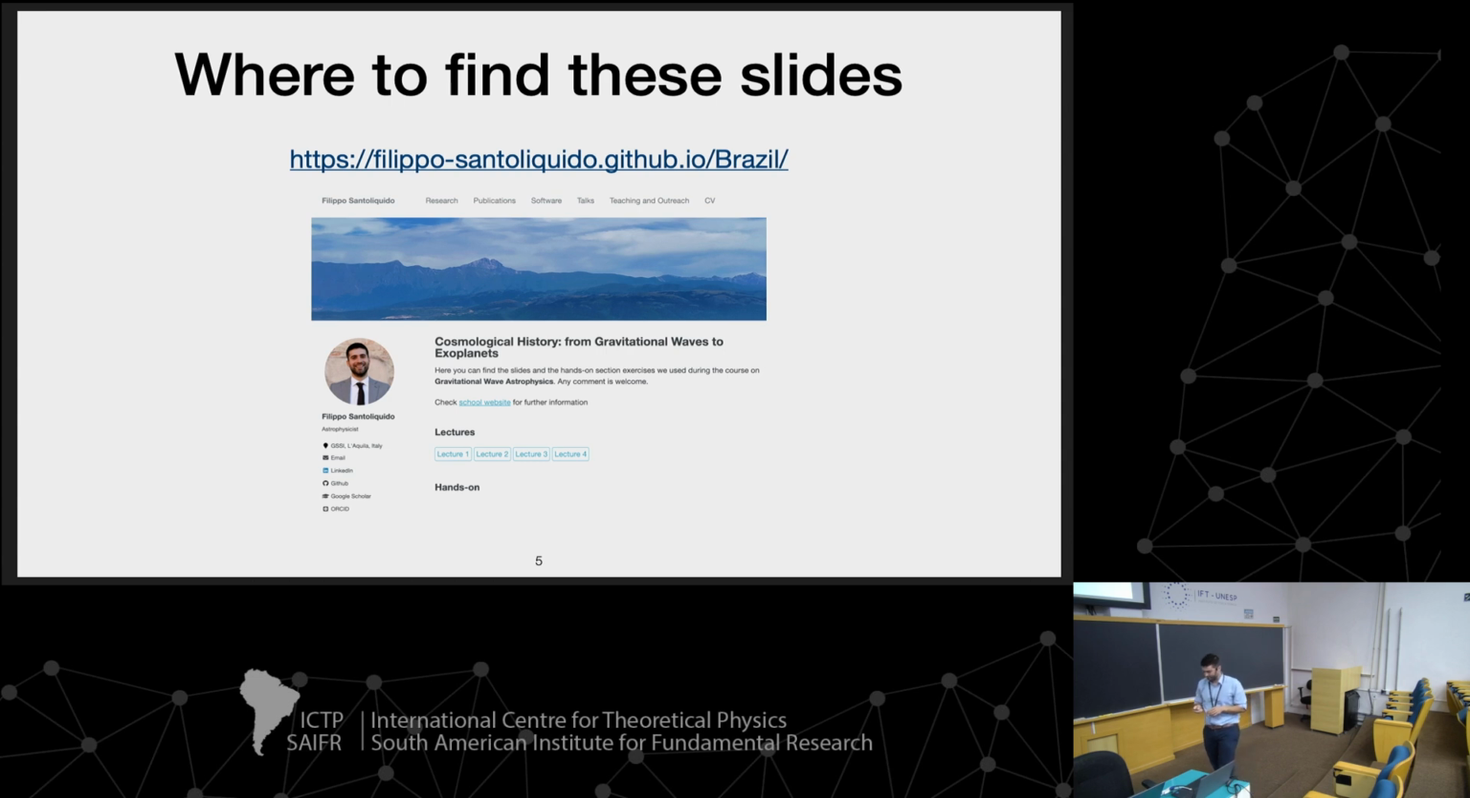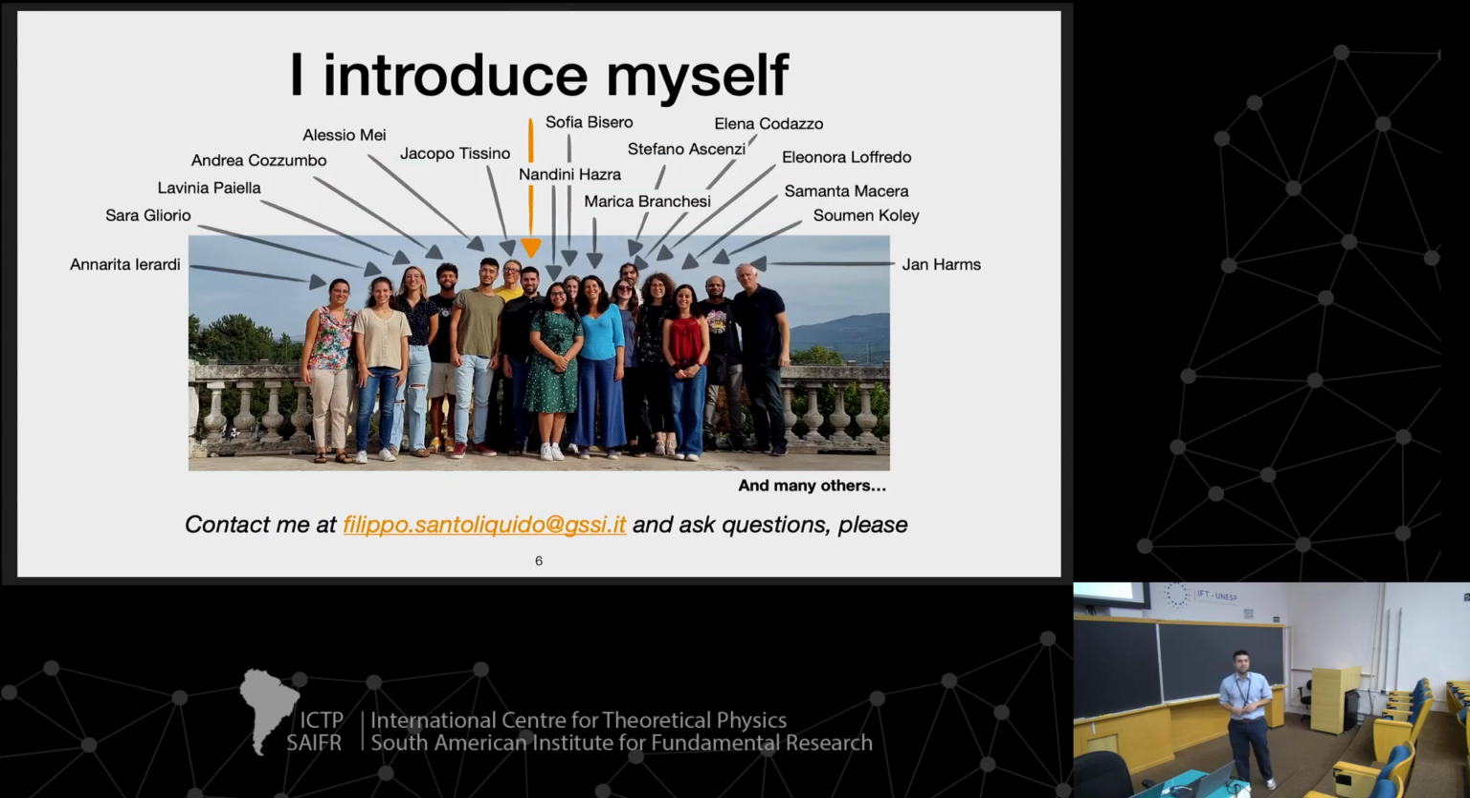Okay, you might ask who I am. I mean, I was already introduced by Ricardo. So I'm Filippo. I'm a postdoctoral researcher at the Gran Sasso Science Institute. Here you see a lot of people. These are the people actually working on gravitational waves in Gran Sasso. Some of them are missing, unfortunately. I mean, not everyone was there when we took the picture.